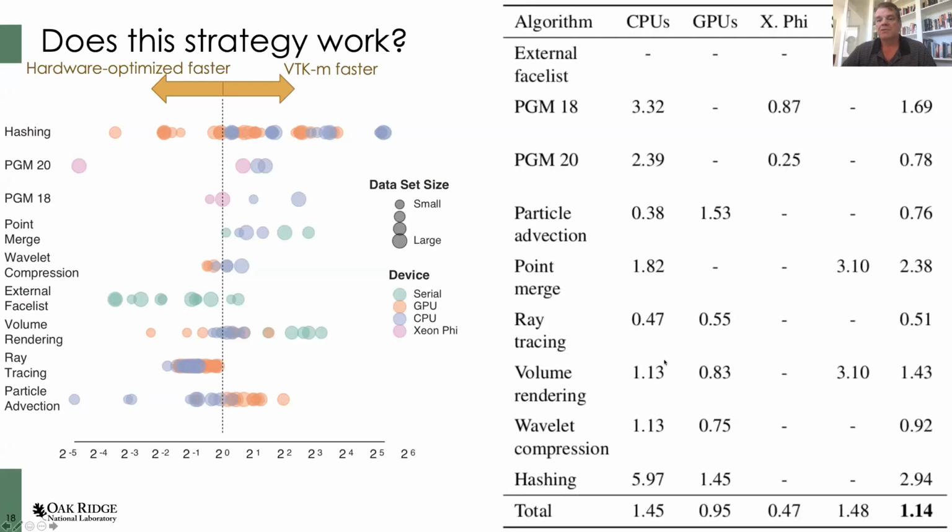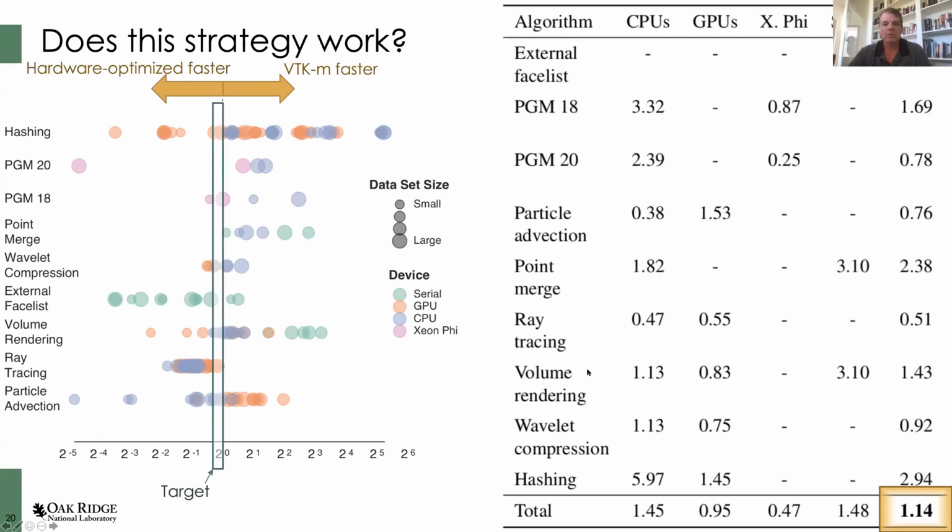So this table summarizes the data that was collected in this plot. And the most important number is this number in the lower right, which is a geometric mean over all the data. So this shows that on average, VTKM runs with a speed up of 1.14 over hardware specific comparators.